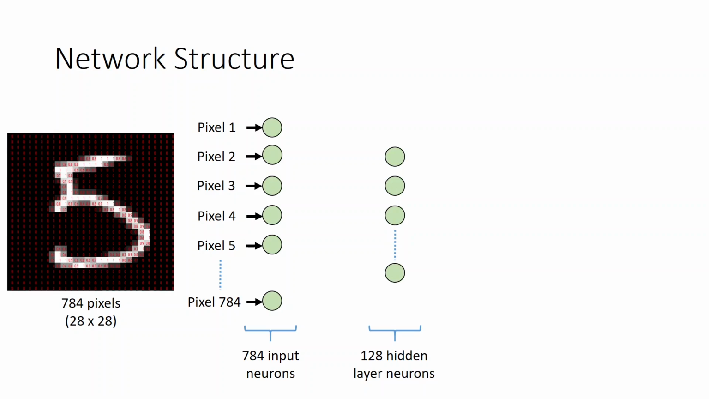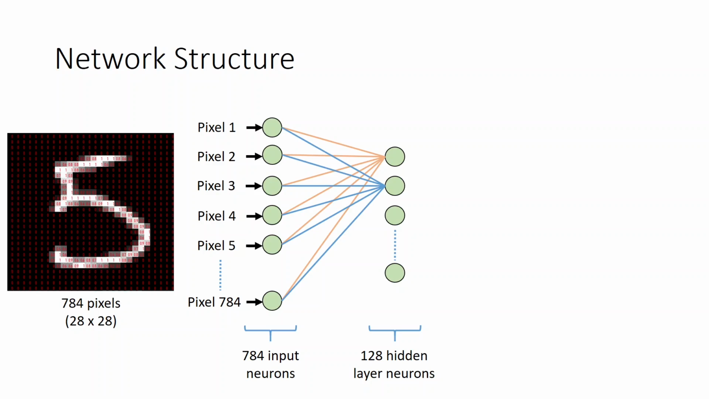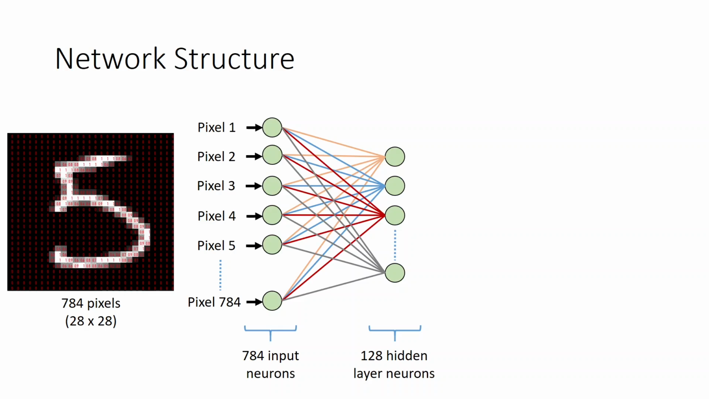Next in our network, we have 128 hidden layer neurons. Each hidden layer neuron receives information from all the input layer neurons. Here are the connections to the first hidden layer neuron from all the input layer neurons. Here are the connections to the second hidden layer neuron from all the input layer neurons. Here are the connections to the third hidden layer neuron from all the input layer neurons. Here are the connections to the last hidden layer neuron from all the input layer neurons. As you can see, all the hidden layer neurons are connected to all the input layer neurons.